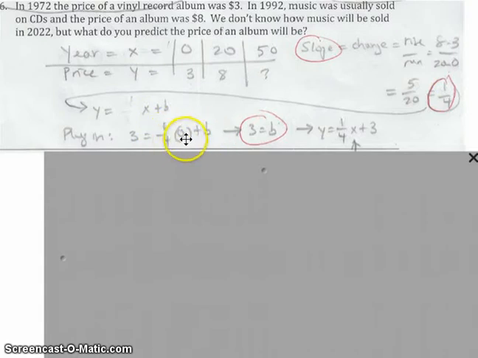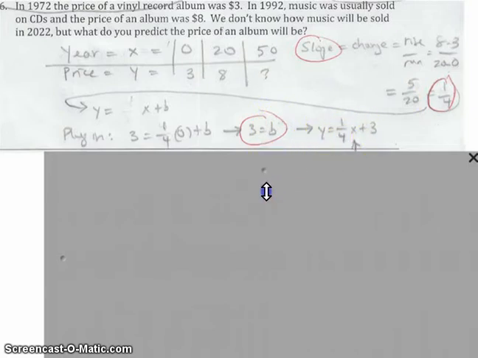1/4 times 0 is nothing. So that means 3 is b. And that's all I need. Remember, all I need for y equals mx plus b is b, that y-intercept, plus slope. This is from the very first question of the packet. I've got slope, I've got y-intercept, I've got my formula, y equals 1/4 x plus 3.